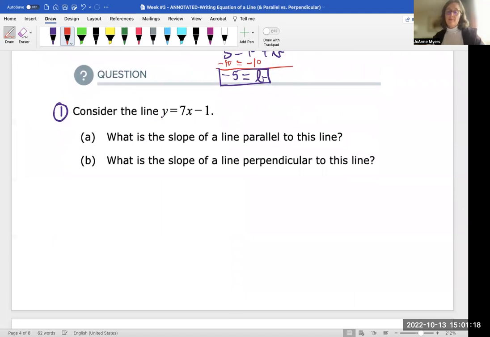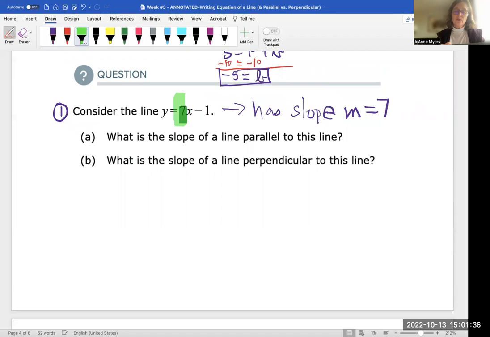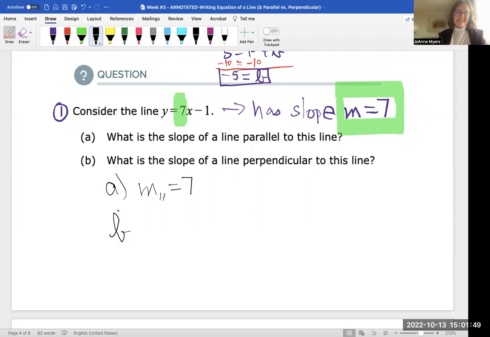What's the slope of a line parallel to this? What's the slope of a line perpendicular to this? So this one has slope m equals 7. It is not 7x, it is just 7. It is only this number in front of the x. So parallel to this line would be m equal to 7. Perpendicular to this line is the negative reciprocal.